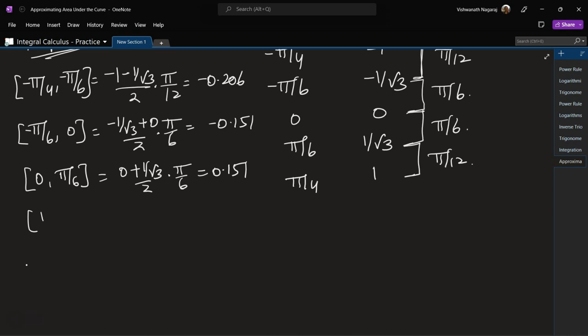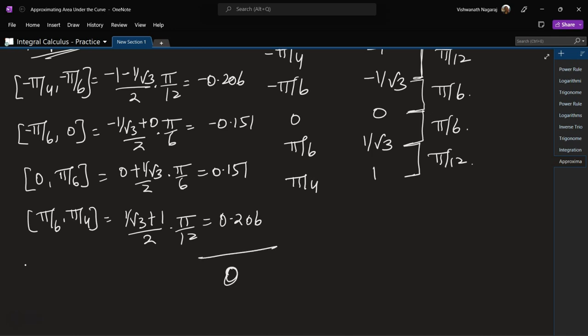And pi by 6 to pi by 4. And again here it will be 1 by root 3 plus 1 by 2 times pi by 12, which would be 0.206. Here this and this cancel, this and this cancel, so the area is 0 mathematically. If you ignore the minus signs, then the area would be 0.715. So be clear whether you have to give the mathematical answer or the context specific answer.